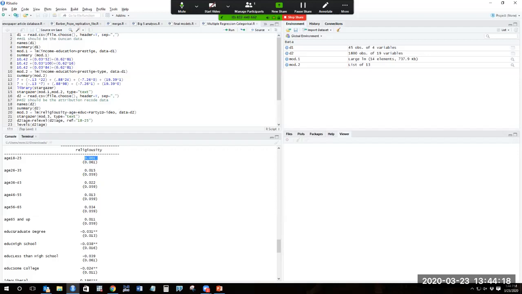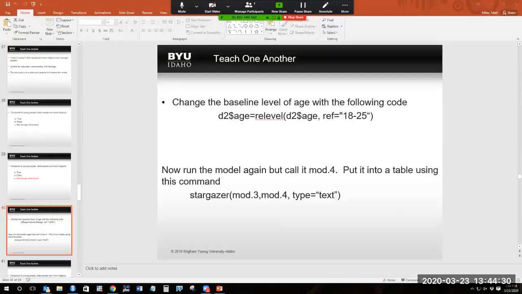What we're going to do is, since my hypothesis is that young people are less religious than old people, we'll make young people the baseline category, and then all these groups will get compared to them, and then we'll be able to tell. So here's how you do it. You just say this variable, D2 $age, equals re-level of D2 $age, and say that the reference category is 18 to 25. That, if you just copied that, it wouldn't work.